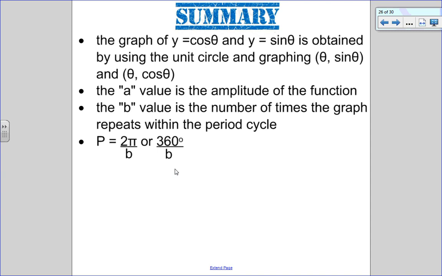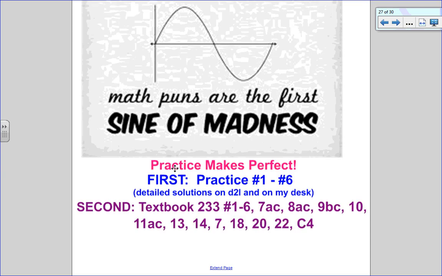Okay, I know you guys already think I'm a little crazy with my math jokes, but did you know that math puns are actually the first sign of madness?